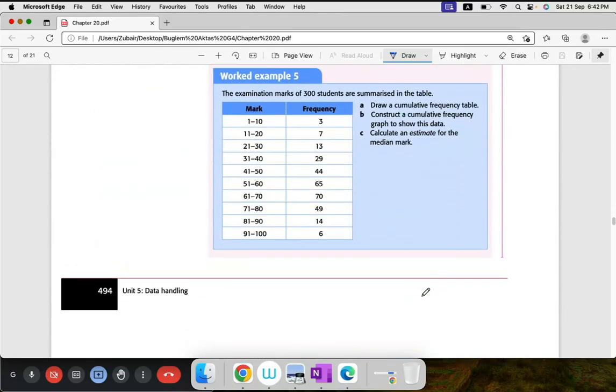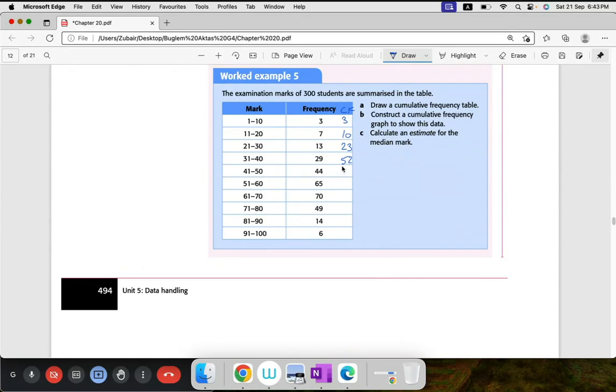Worked example. Examination marks of 300 students summarized in the table. Draw a cumulative frequency table. I'm using the same table and writing cumulative frequency here. These are 3, then 10. Plus 13 gives me 23. 23 plus 29 is 52.